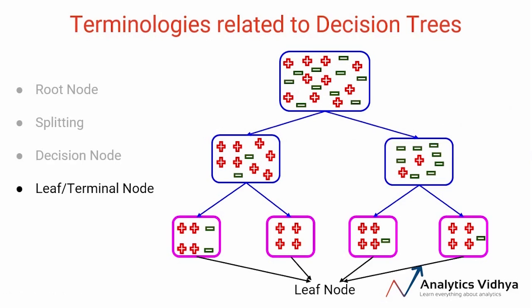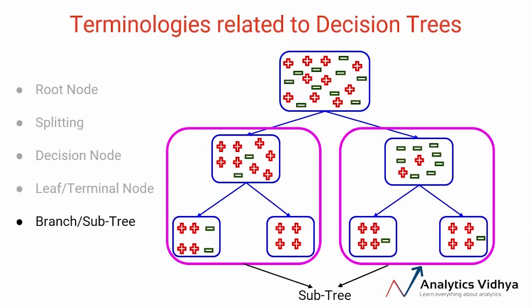Now the nodes which do not split further are called the leaf or the terminal nodes. In our example, these four nodes are the terminal nodes since they're not splitting any further. A subsection of the entire tree is known as a branch or a subtree. So in this example, these are the two branches or subtrees of our initial complete decision tree.